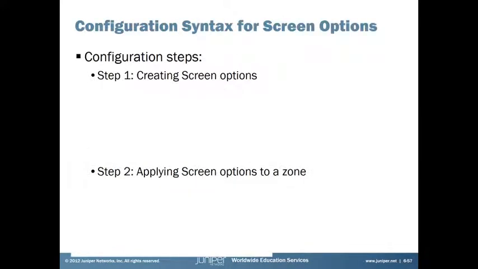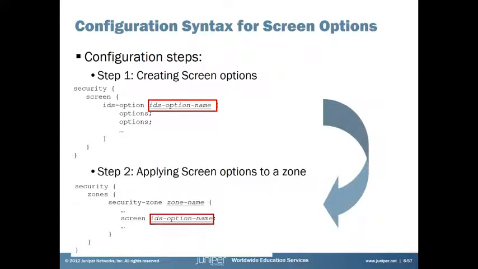Applying and monitoring. So first of all, we go ahead and create screen options, and then they are applied to a zone. So this is the configuration here on the security screen, IDS options. And then we put all of the various options under there. I'll give you an example of this shortly. And then we go ahead and apply them to a zone. Usually you definitely put it in your internet zone. You may apply it to these other zones.